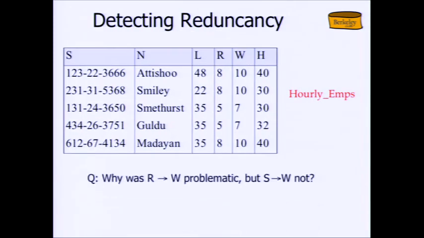Okay, right. So we know why R determines W is problematic. All 3 of those anomalies. But S determines W, right? Because S determines everything. S determines all of the attributes. So why is it not a problem that S determines W? Why doesn't that lead to, say, update anomalies?